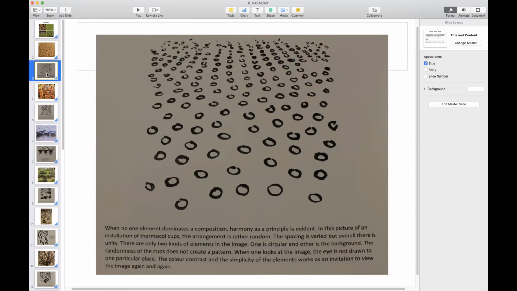When one looks at the image, the eye is not drawn to one particular place. The color contrast and the simplicity of the element works as an invitation to view the image again and again. So this is the text which these kind of photographs required.